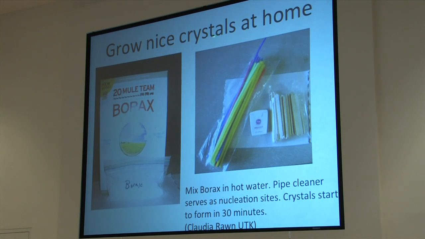So one other nice thing you can do, we have actually some kits that will be given to the lucky winners. We have, I think, 11 kits that we're going to give out to people today that will allow you to grow your own crystals using borax and pipe cleaners. You can actually build these kits yourself. It's very simple. You just buy some borax. You dissolve the borax in hot water. Try to get the solution as concentrated as you can. You dissolve it and then put the pipe cleaner in, and the crystals will nucleate on the pipe cleaners, and you'll end up with a nice array of crystals that grow out of the solution. And they start to form in about 30 minutes, and overnight you'll have your crystals.